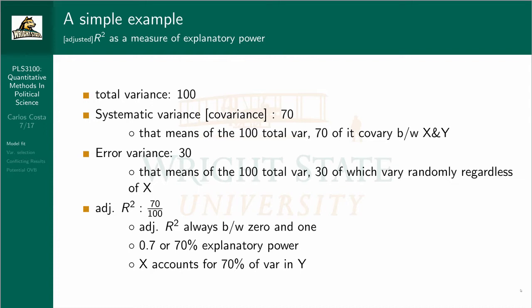In English, that means that 70% of the variation in the dependent variable can be systematically attributed to the independent variable, or x, our independent variable, accounts for 70% of the variation in y, our dependent variable.